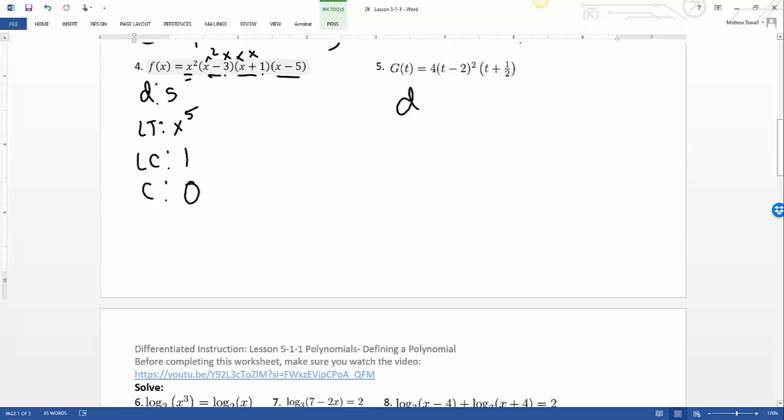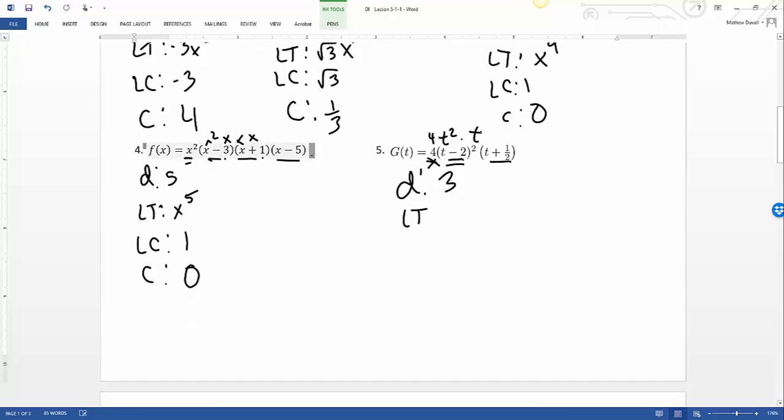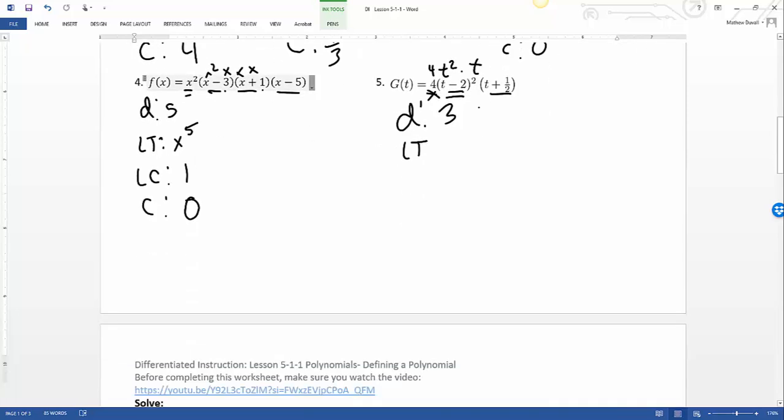For this one, my degree, that doesn't count for anything. So 1, 2, 3, right? That doesn't count for anything. My leading term, I have to multiply though, because it is a leading term of all the factors. So this will be 4 times t squared times t. So that's going to be 4t to the 3rd. My leading coefficient, that's just going to be 4. And then for a constant, I have 4 times negative 2 times 1/2. So that's going to be negative 4.